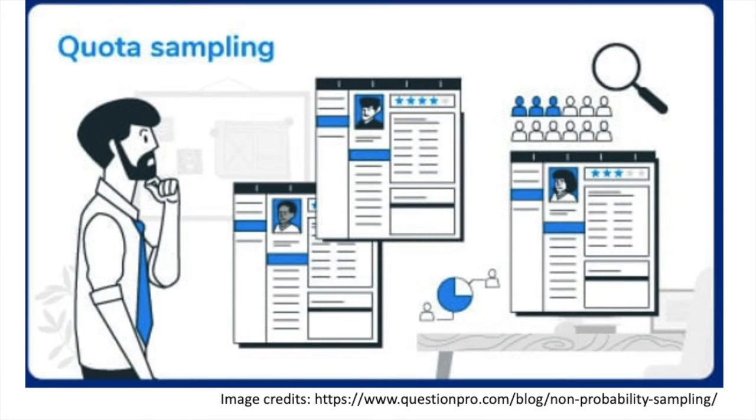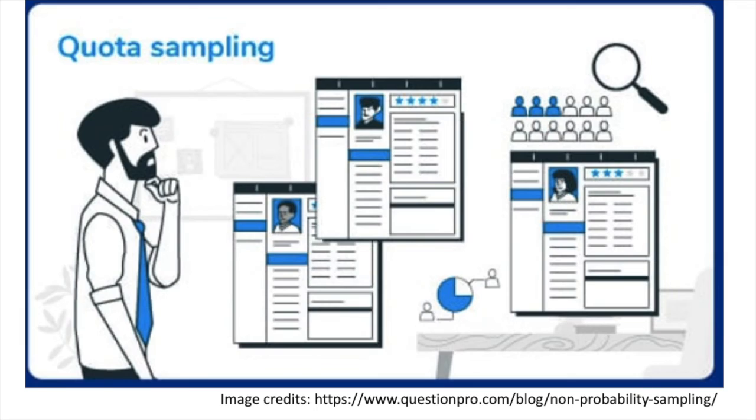Quota sampling. In quota sampling, the population is first segmented into mutually exclusive subgroups, such as in stratified sampling. Then, judgment is used to select the subjects or units from each segment based on a specified proportion. For example, an interviewer may be told to sample 200 females and 300 males between the age of 45 and 60. In quota sampling, the selection of the sample is non-random.